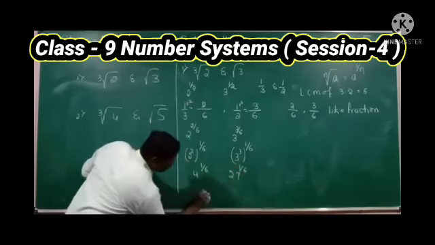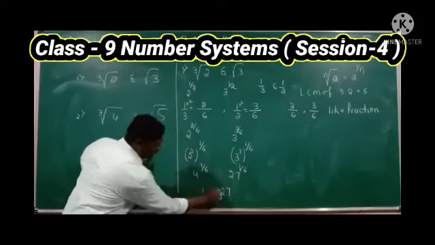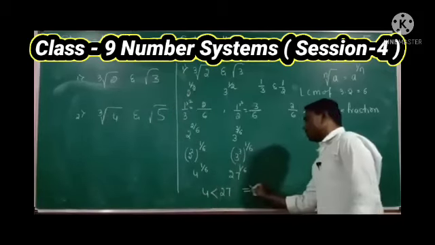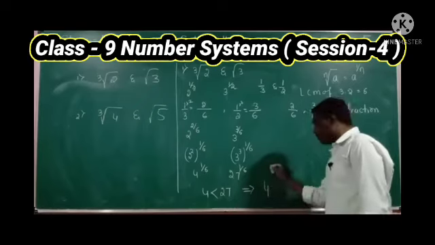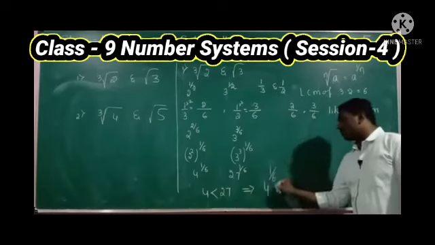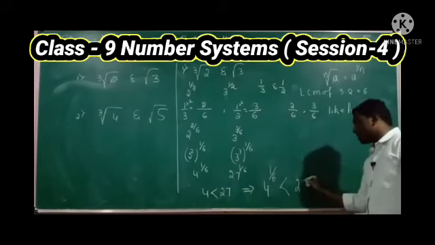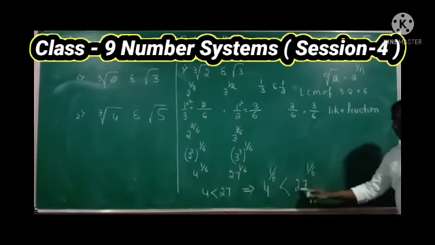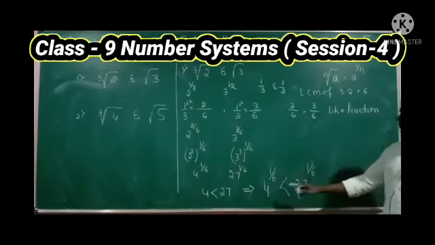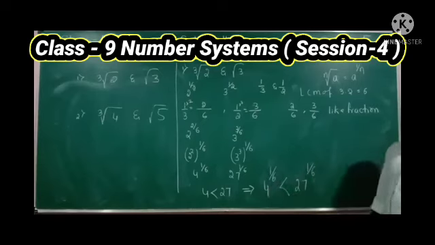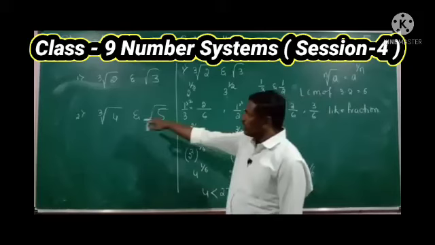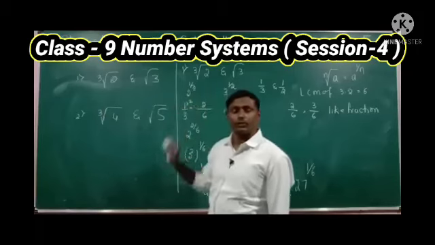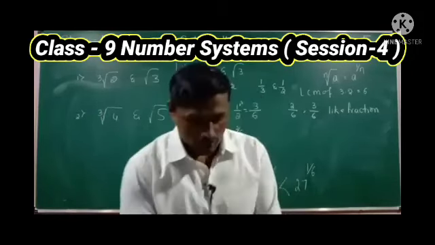Which one is greater here, 4 or 27? 27 is greater than 4. Therefore 4 raised to the power of 1 by 6 is less than 27 raised to the power of 1 by 6. Okay, so 27 raised to the power 1 by 6 is greater than 4 raised to the power 1 by 6. Similarly, you can solve this one question. What is that question? Cube root of 4 and square root of 5. Like that only you will solve this one.